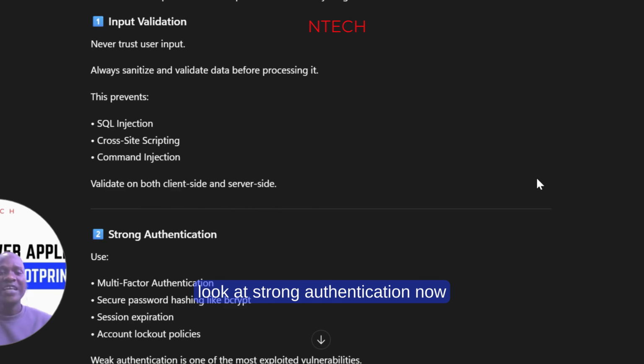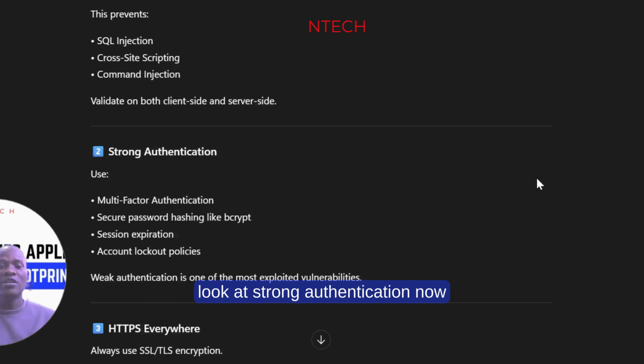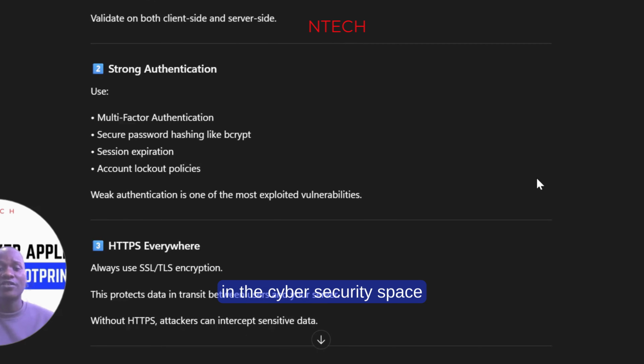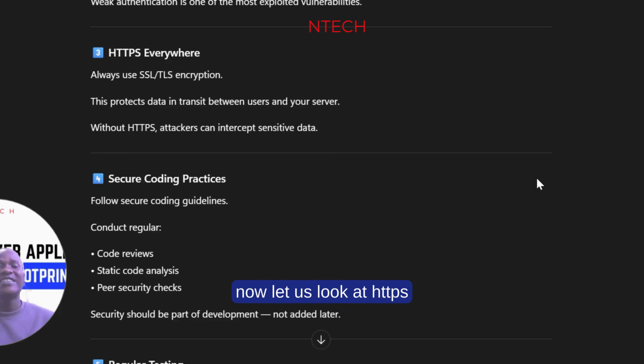Now let's look at strong authentication. Use multi-factor authentication, secure password hashing like bcrypt, session expiration, and account lockout policies. Weak authentication is one of the most exploited vulnerabilities in the cybersecurity space. Now let us look at HTTPS everywhere. Always use SSL and TLS encryption. This protects data in transit between users and your server. Without HTTPS, attackers can intercept sensitive data.